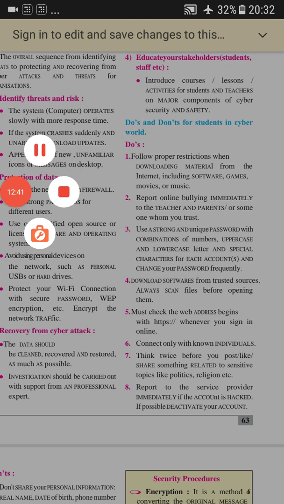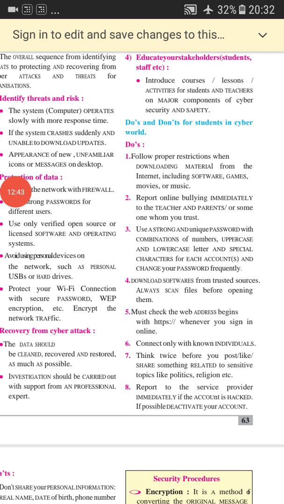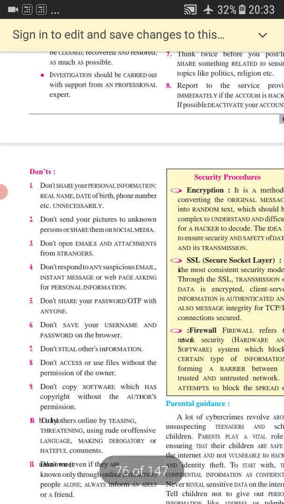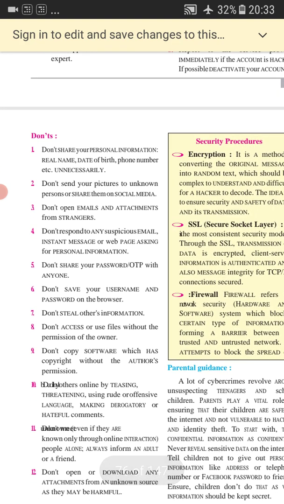Think twice before you post, like, share, or something. Do not click on any sensitive data if it is of no use to you. Report to the service provider immediately if the account is hacked. Next are the don'ts, the things that you do not have to do. Do not share your personal information with anyone. Do not send your pictures to an unknown person.